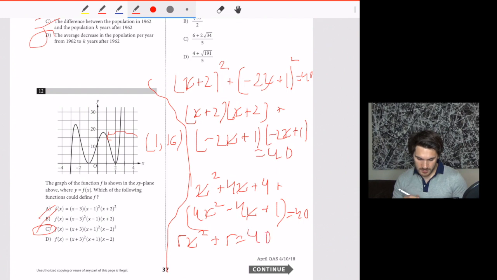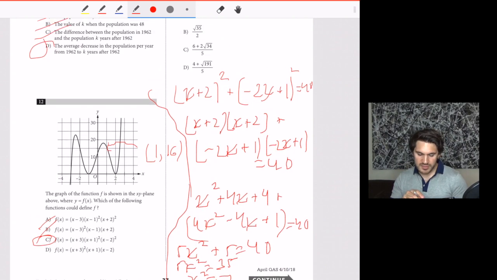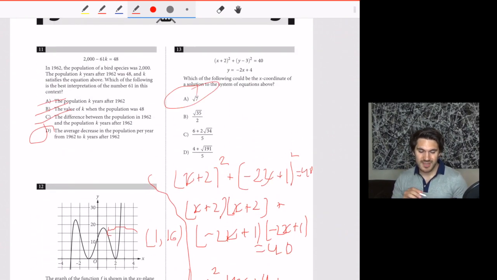Equals 40. So 5x squared equals, we subtract 5, so it equals 35. X squared equals 7. So x equals plus or minus the square root of 7. Sorry, that might be written a little unclear. But x equals plus or minus the square root of 7, which is answer choice A.